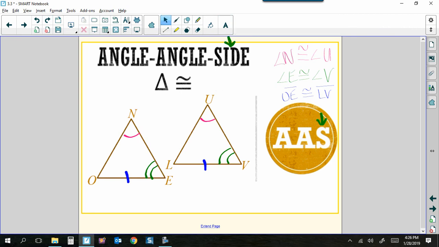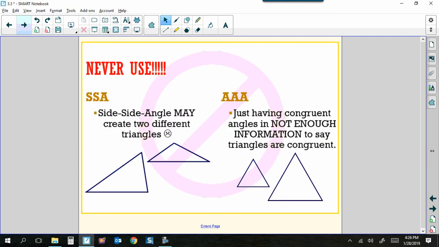It is important to know that the ones that you are not allowed to use do appear quite often when trying to prove triangle congruency. The first one is side-side angle. Side-side angle is very often written on papers. If you look, I have 2 triangles drawn here. I hope it is blatantly obvious that they are not congruent. They are not the same size triangles.